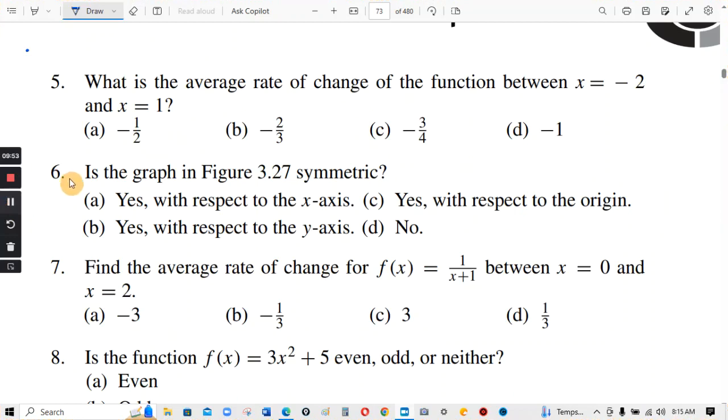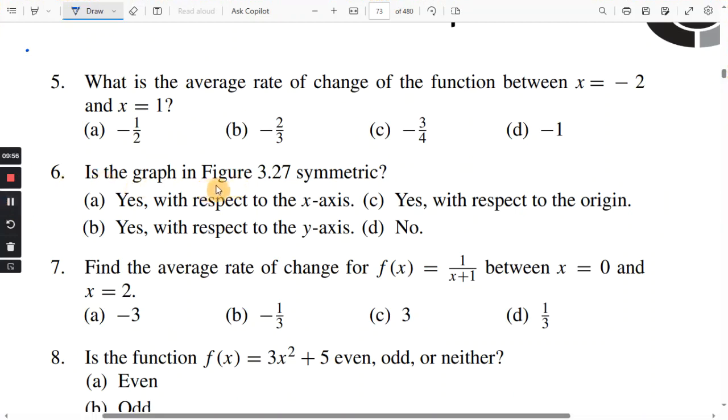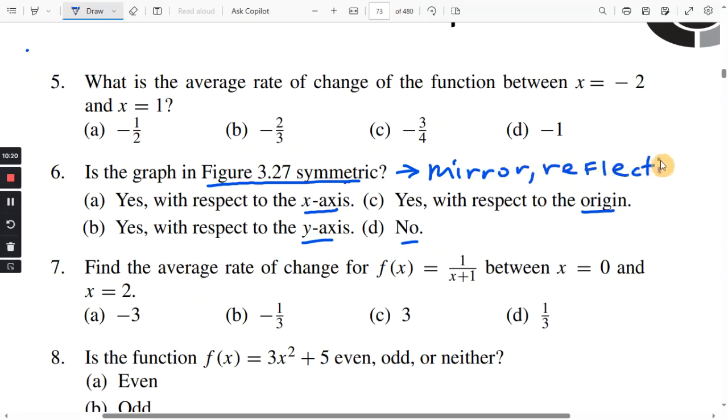Number 6, is the graph in figure 327 symmetric? Their answers are yes with respect to the x-axis, with respect to the origin, with respect to the y-axis, or no. To look for symmetry when you're given a graph, you want to look for a mirror, or like a reflection. So that's what I'm going to do in figure 327.